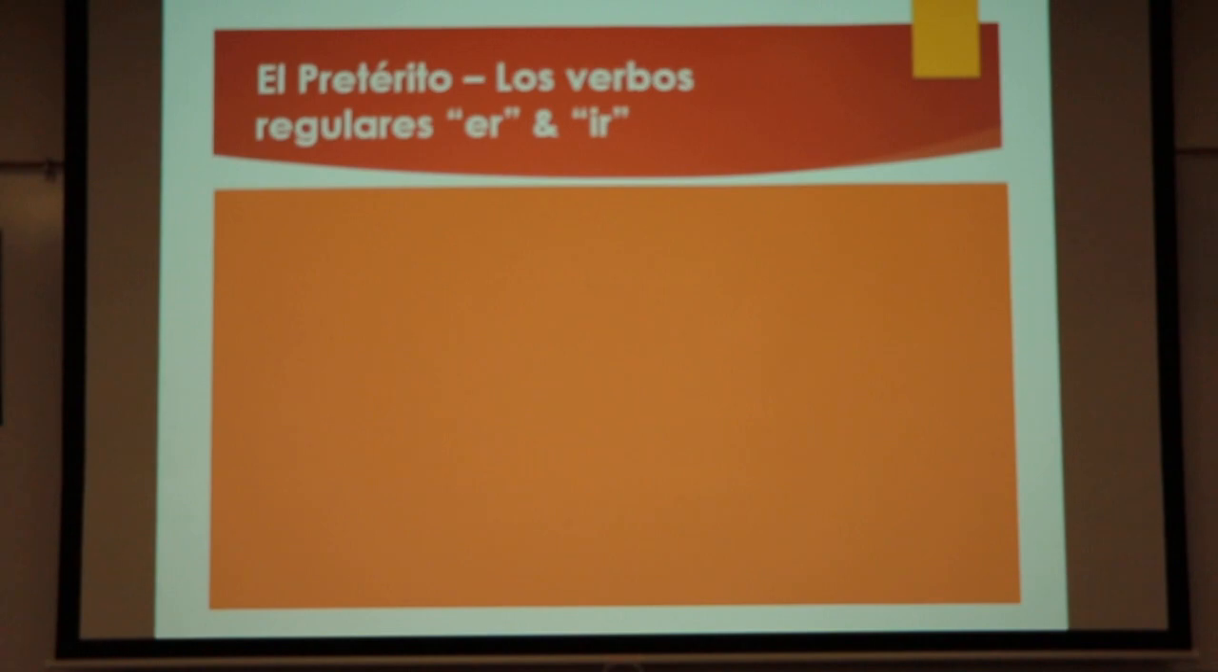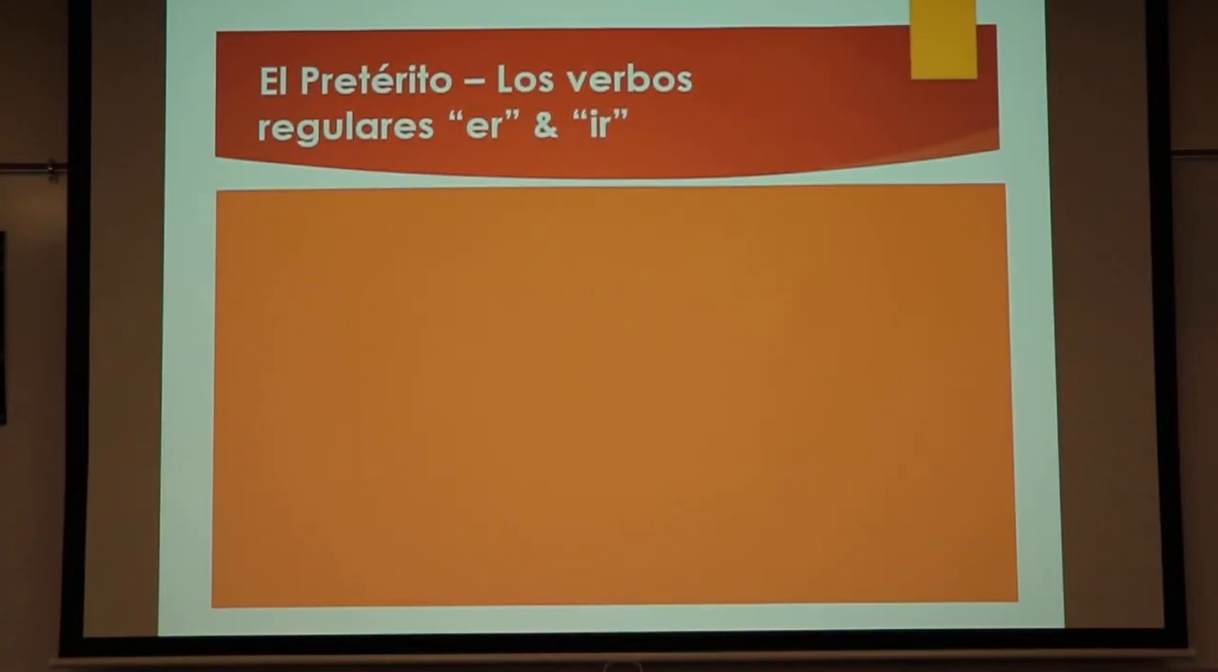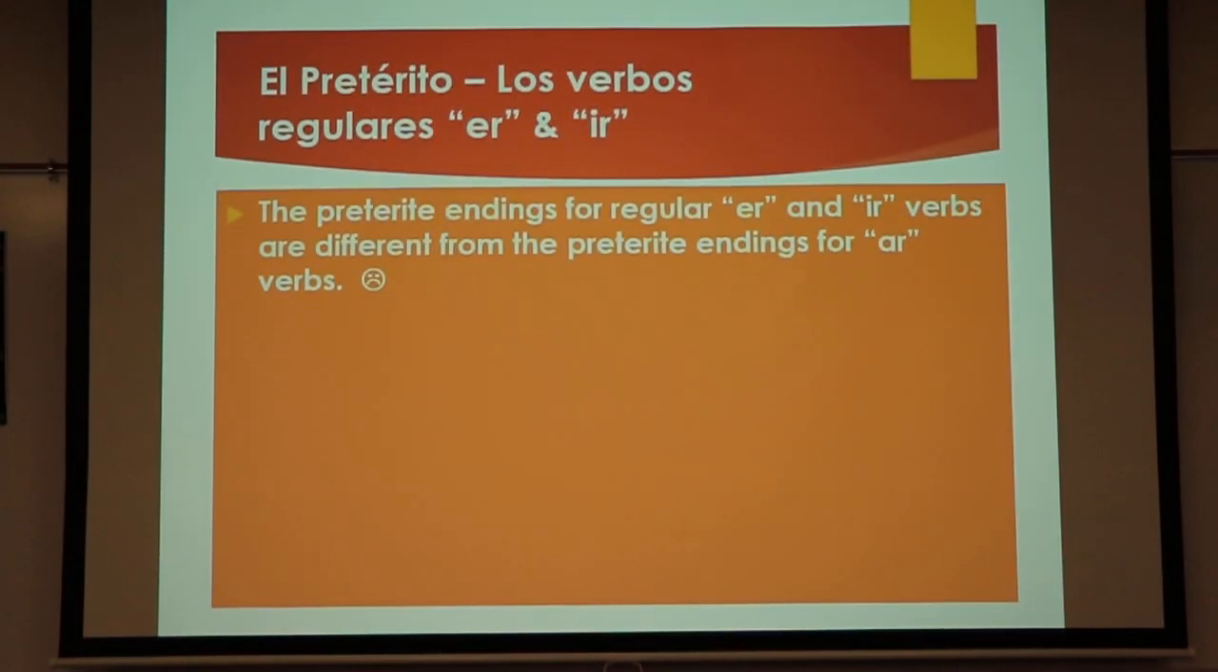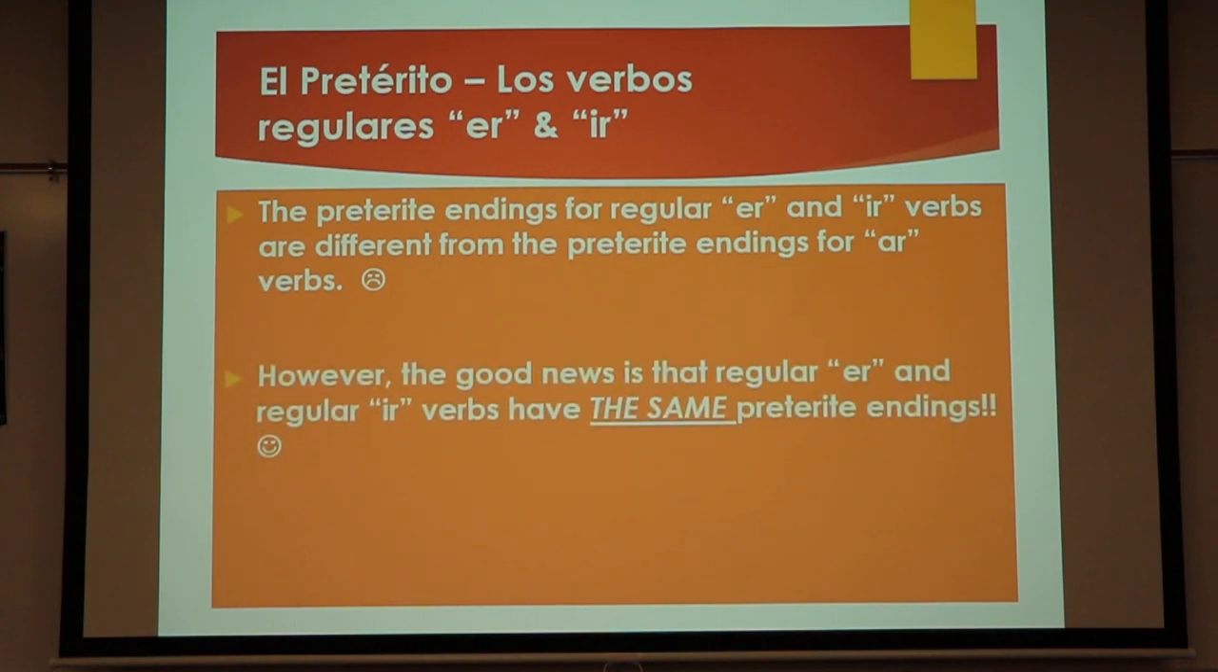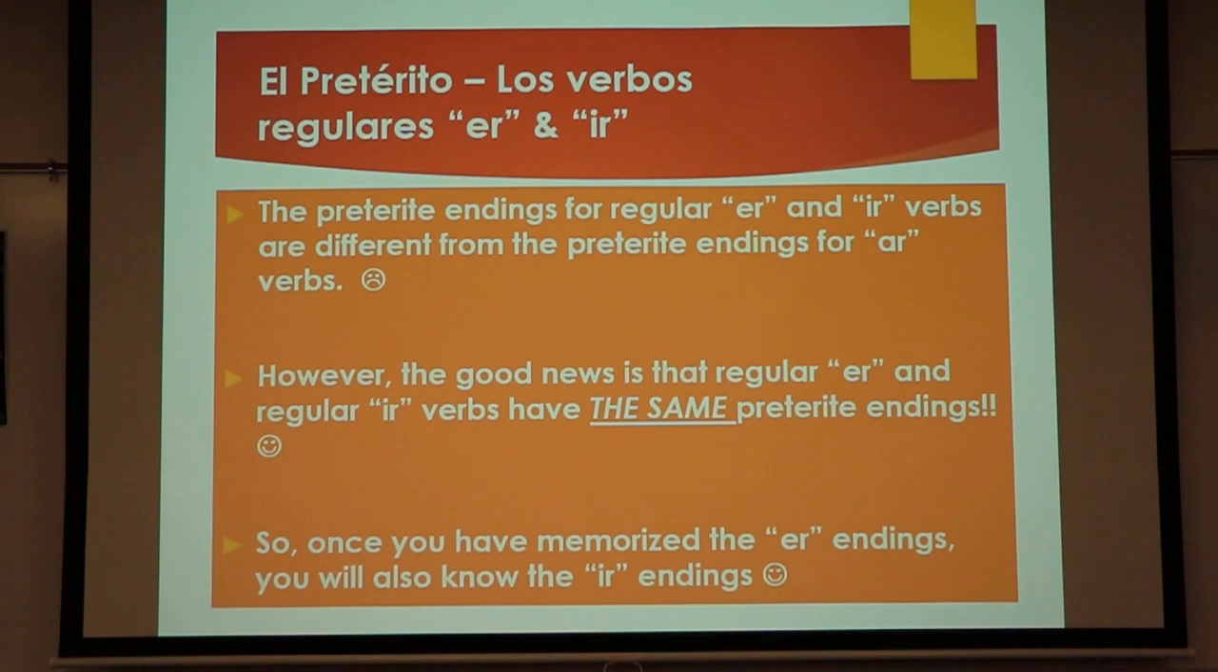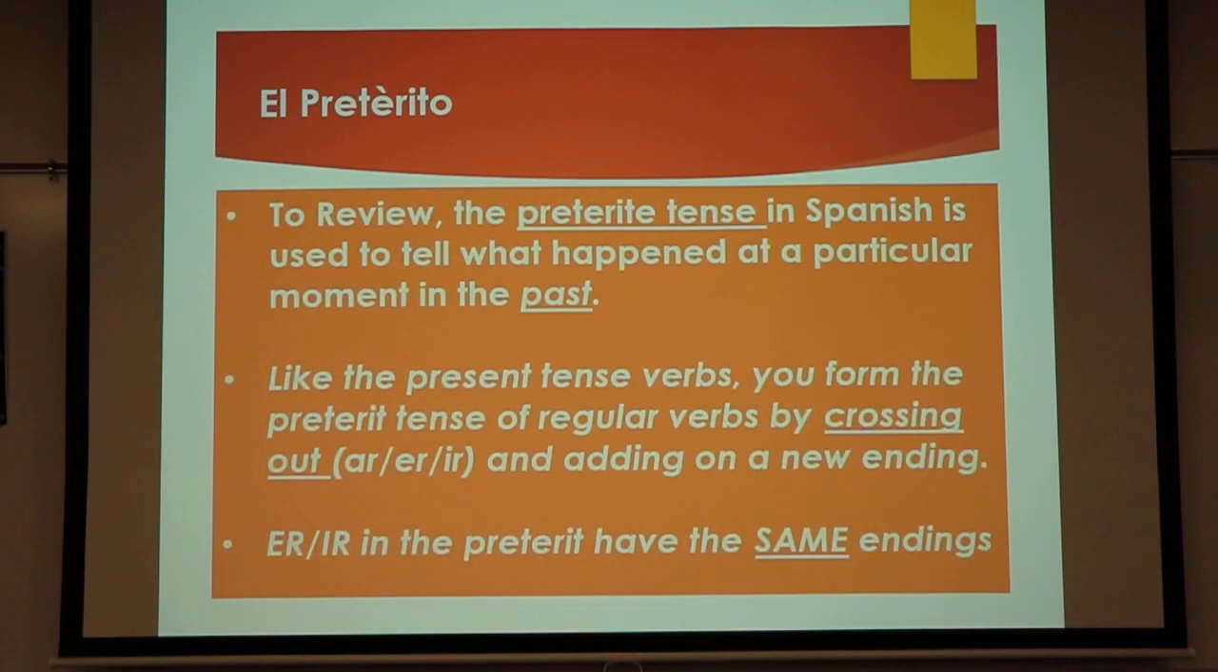So, going into the ER and IR verbs in the preterite. Now the preterite endings for the regular ER and IR verbs are different from the AR endings. But the good news is that the ER and IR verbs in the preterite have the same preterite endings, so you don't have to memorize 12, you only have to memorize 6. Once you know the ER endings, you will also know the IR.